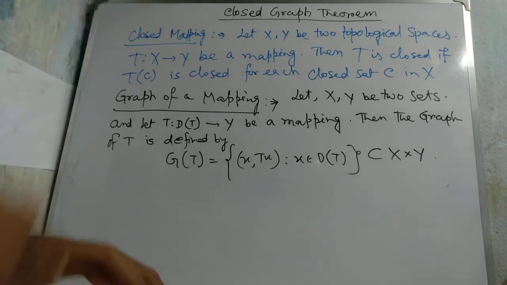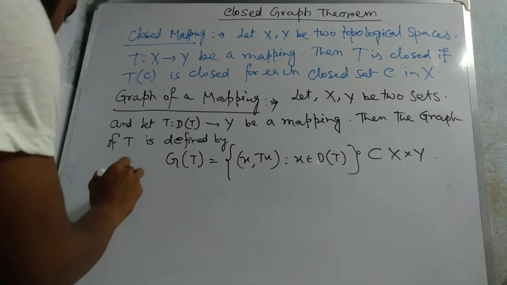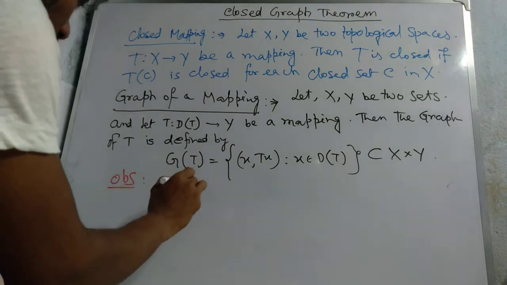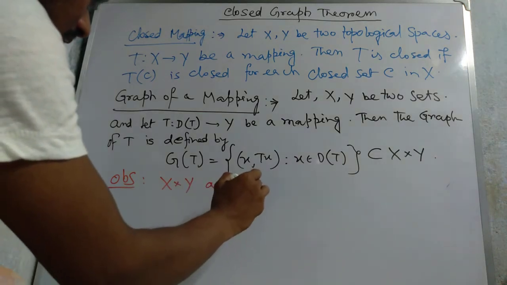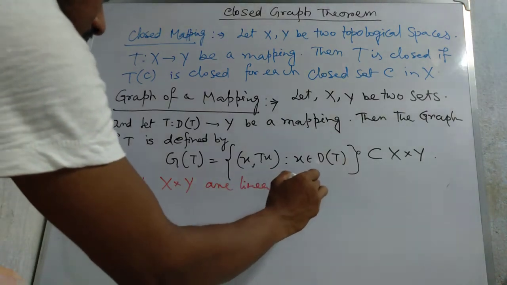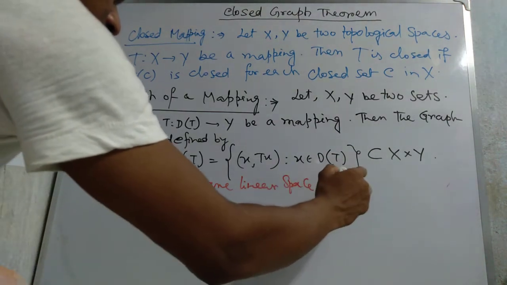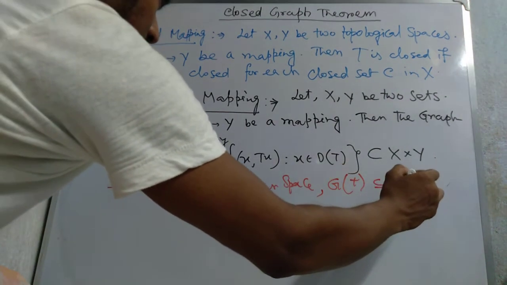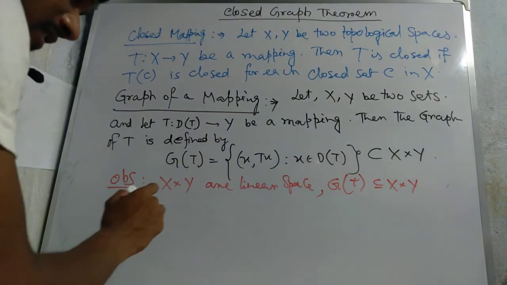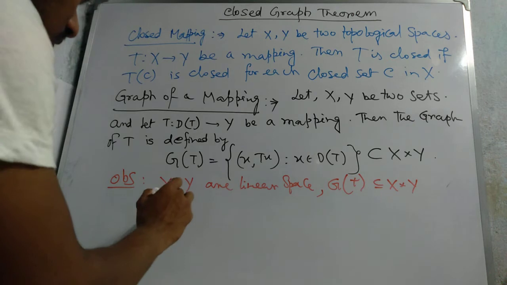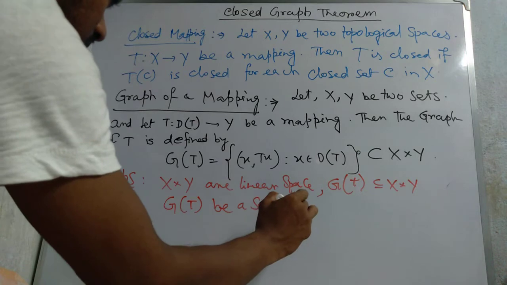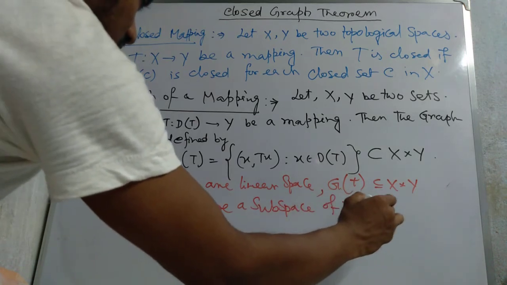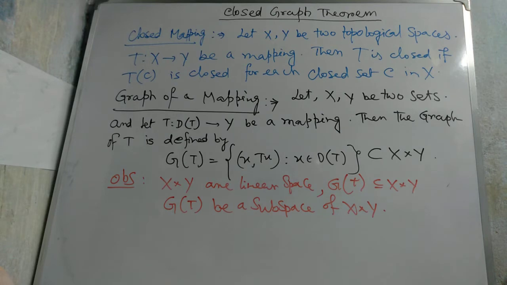Now the observation is that X Cartesian product Y is a linear space, and G(T), a subset of X Cartesian product Y, is a subspace of X Cartesian product Y.